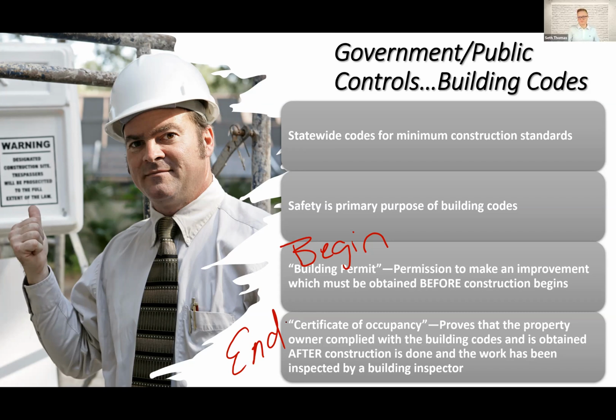The permits are available. You can go to the city planning and zoning office. You can see when they were opened, when the inspections were done, and when the certificate of occupancy was issued.